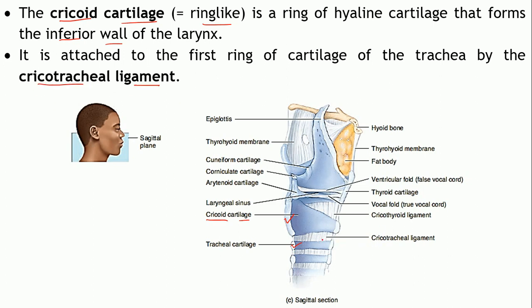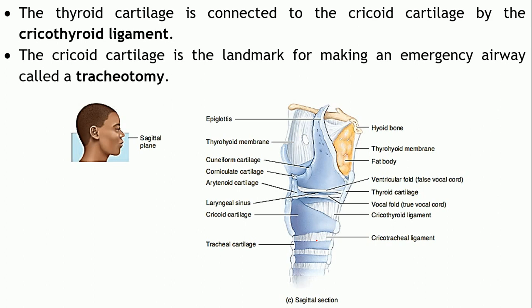This is the one, this whitish portion. So it is attached to the cartilage of the trachea inferiorly, and superiorly there is one more ligament called the cricothyroid ligament. So what will it connect? It will connect the cricoid cartilage to the thyroid cartilage, right? So that's known as the cricothyroid ligament. Now this cricoid cartilage is the most important part wherein the tracheotomy is carried out.